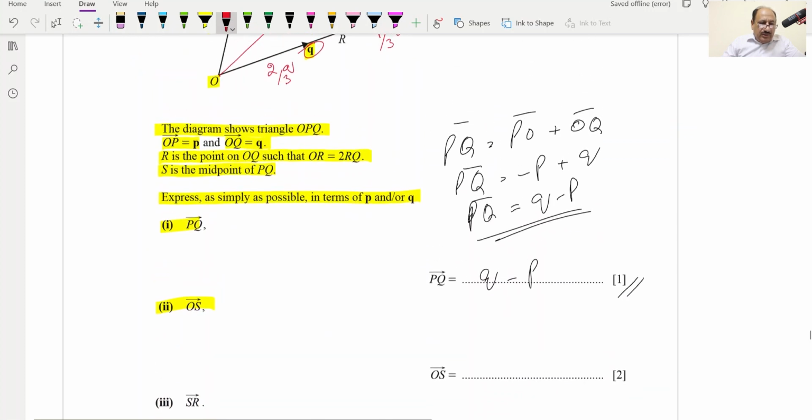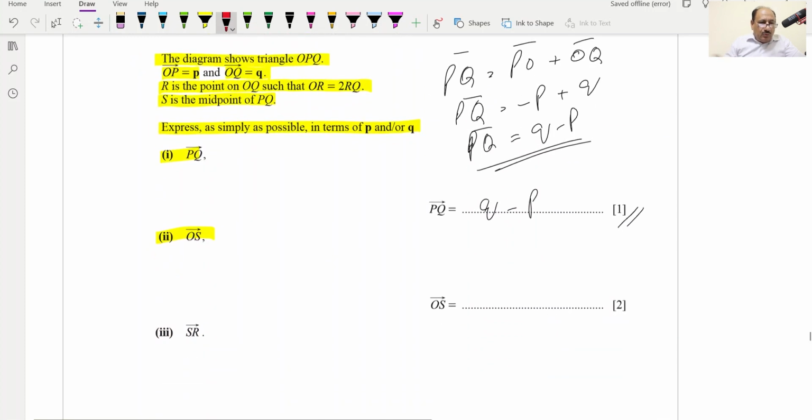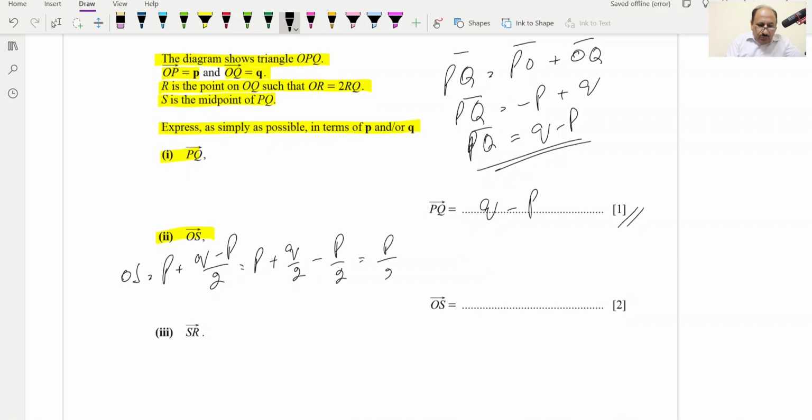So OS will be equal to P plus Q minus P by 2, and further we can simplify. We can write this fraction separately. So P plus Q by 2 minus P by 2, and this will be equal to P by 2 plus Q by 2, or we can write 1 by 2 common, and inside will be P plus Q, and this will be a 2 mark question.